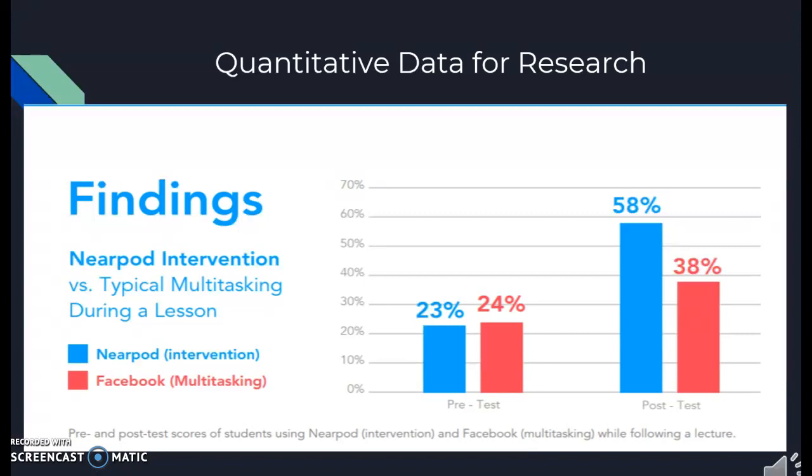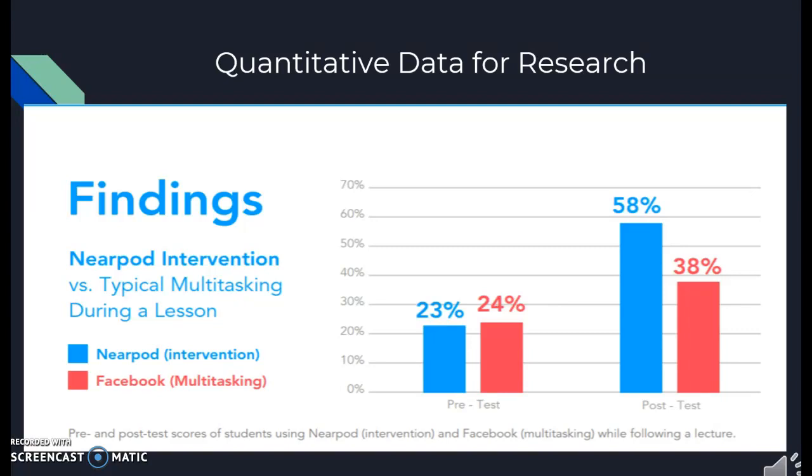The Nearpod group is in blue, whereas the Facebook group is in red. You can see on the pretest column, both groups scored very similar. The Facebook group scored about 1% higher, so not too much of variation. However, they go through a standard lecture, one group getting the lecture content normally, the other group using Nearpod. The post-test score, however, you see that the Nearpod group scored much higher, about 20% higher of retaining the information than if they didn't use Nearpod.